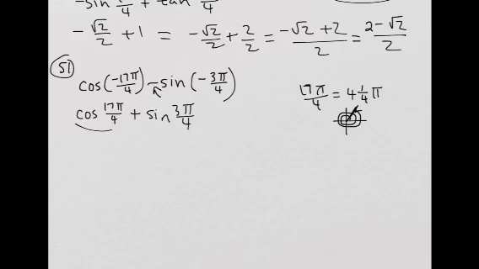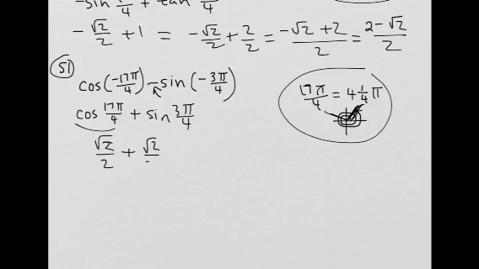Okay? Now the cosine of 17 pi over 4, I drew the angle over here. 17 pi over 4 is 4 1/4. So that would land right here in quadrant 1 at pi over 4. So the cosine of pi over 4 would be radical 2 over 2, plus the sine of 3 pi over 4. So 3 pi over 4 is over here in quadrant 2, and it would be radical 2 over 2. So when you combine that, you get 2 radical 2 over 2, which is radical 2.